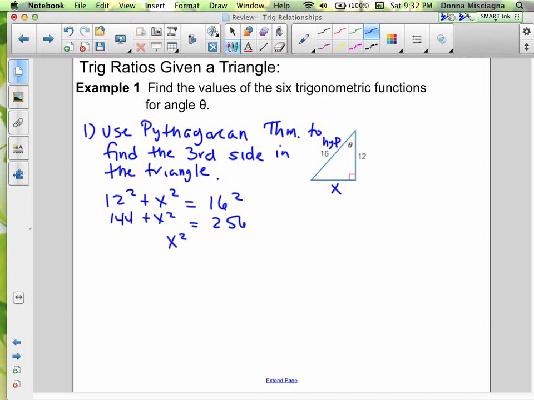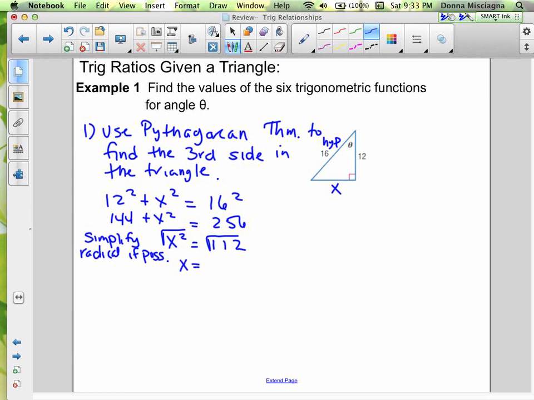So x squared equals 112. That is not a perfect square, so we will simplify the radical if possible. All right, so we want to take the square root of both sides, but we only want the principal root because this is a measurement.